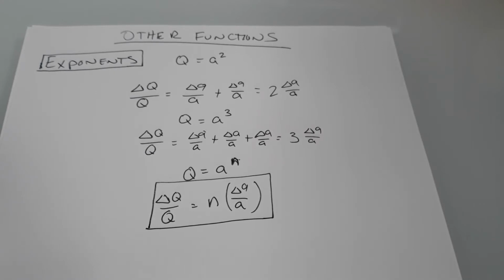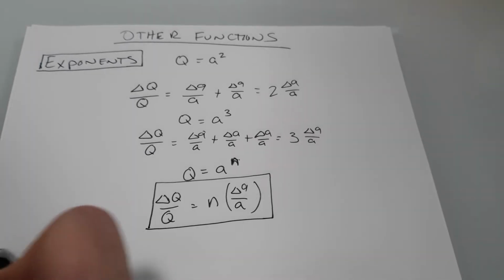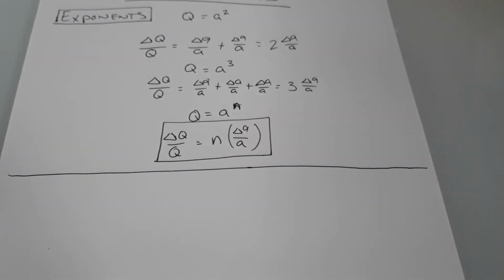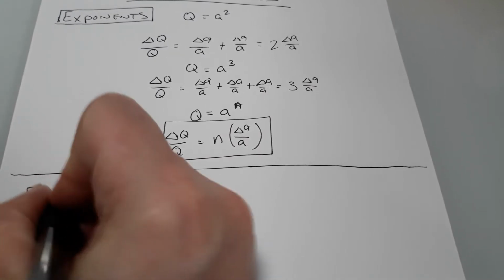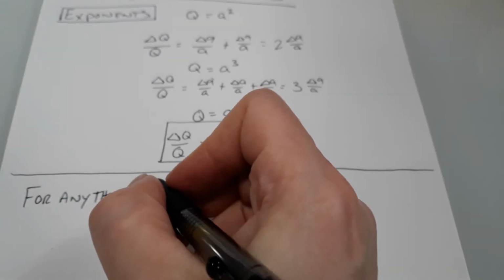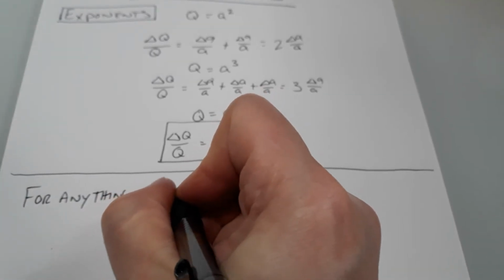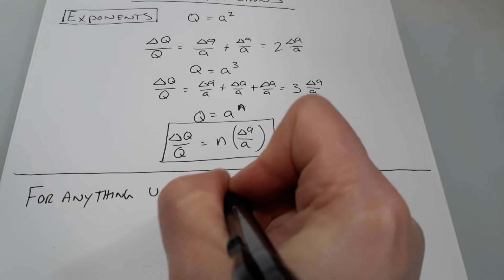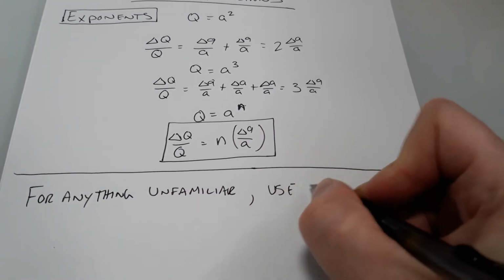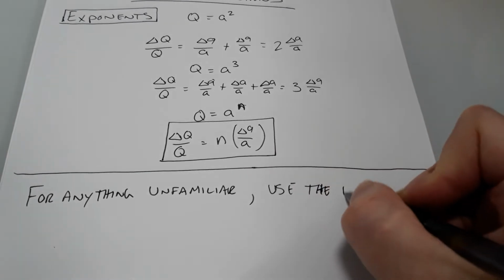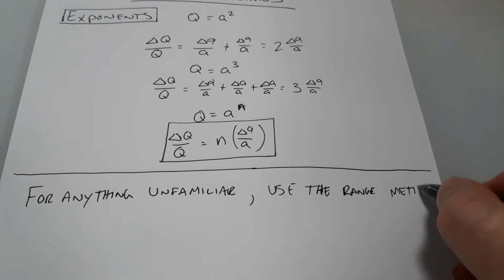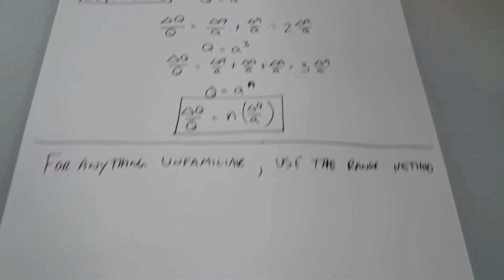There are no other rules that we're going to look at, but there are still a lot of other math functions that we might encounter that will have to deal with the uncertainties. So in any other situation, so for any unfamiliar math functions, we'll just use the range method. This will always work in all situations. And essentially, we already know how to do this.